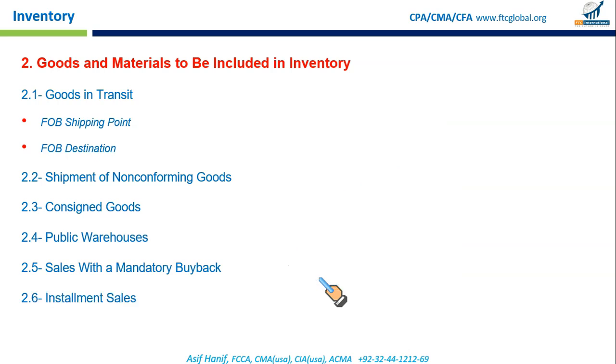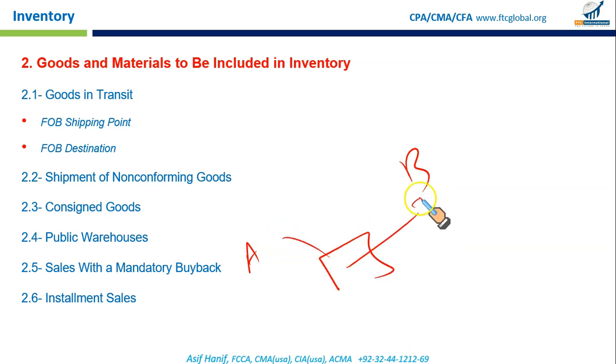And finally, we have installment sales. If the goods are sold on installment basis, let's say A sells some goods on installment basis to B, the buyer, the legal title is with A, right? Even though they have been sold on installment basis, the seller keeps the legal title as a security for the payment. If the buyer doesn't pay, then the seller can get the item back, whatever is sold.